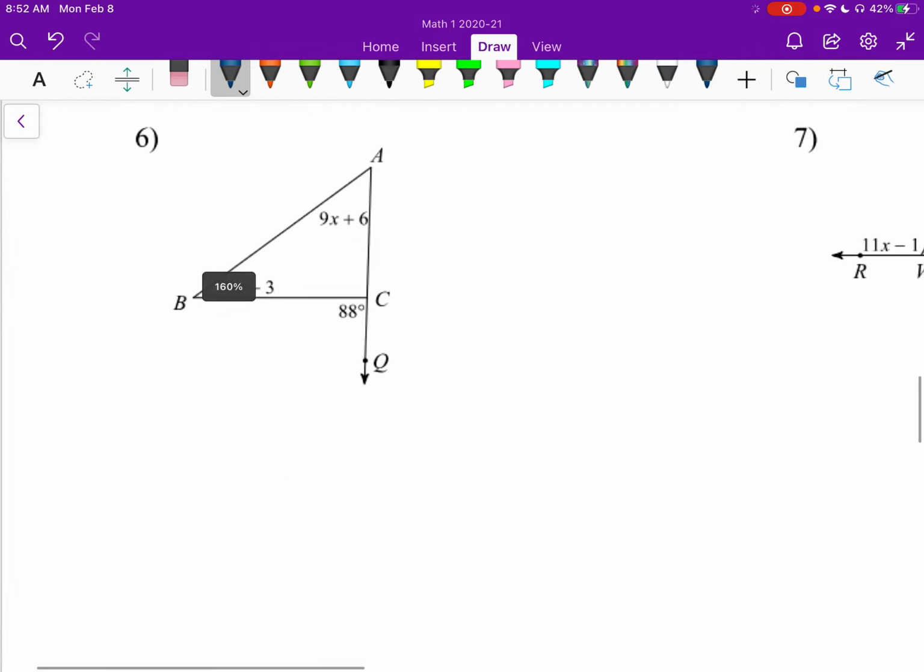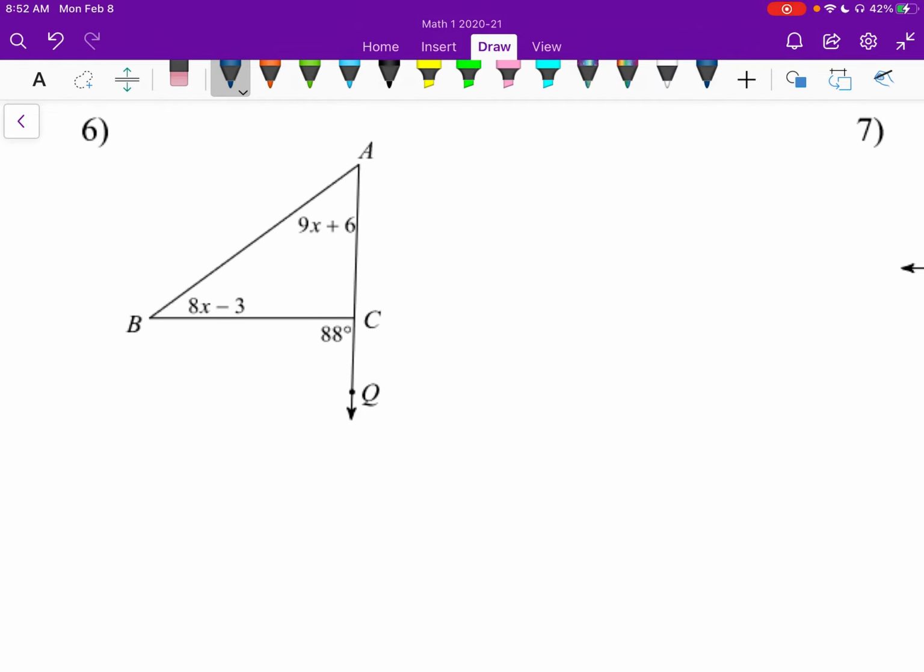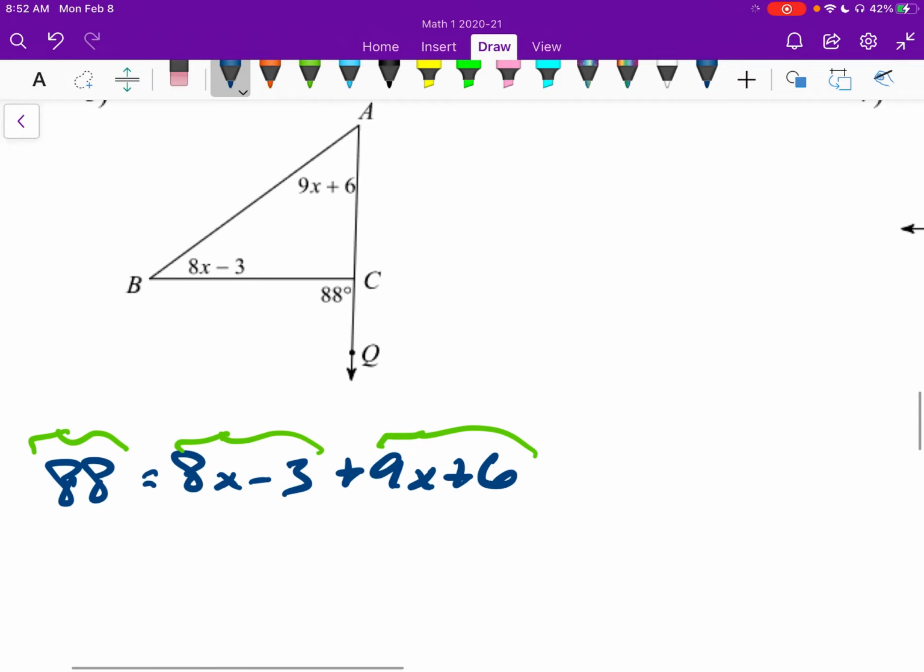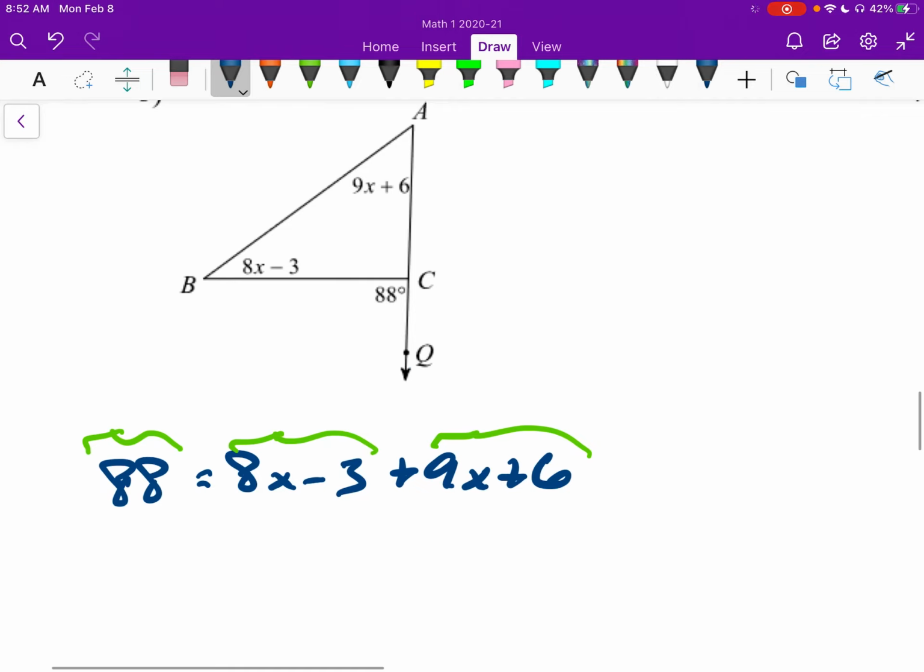Moving on, number 6. This time I'm going to write it backwards. I'm going to write my exterior angle first, right? So I'll write 88 equals 8x minus 3 plus 9x plus 6. And it doesn't really matter which one you do first. You can do the exterior angle first, or you can do the 2 interior angles first. You just have to have the 2 interior angles next to each other and on the same side of the equal sign. And then you have to have your exterior angle alone, right? So whatever works best for you on whatever problem you're on, just do that.